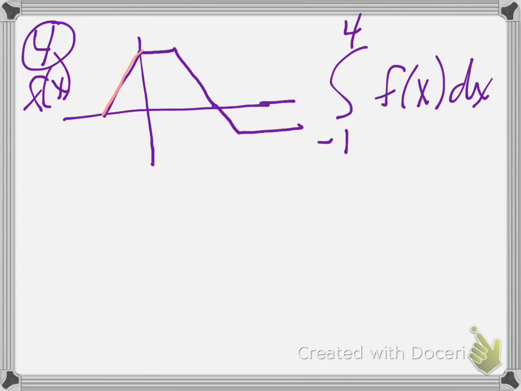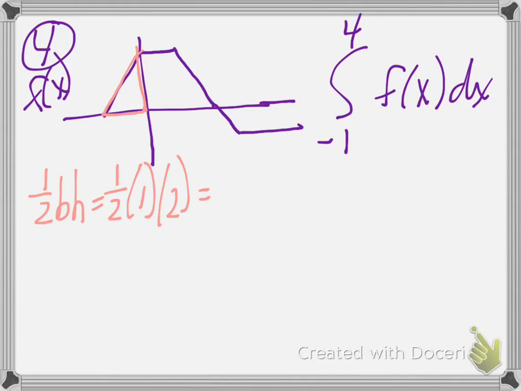So first you're going to start here, and you have this pink triangle. So the area of the pink triangle is going to be 1/2 base times height, just the regular area formula. So the base is 1, because it goes from -1 to 0, and the height is 2, because that's what it shows on the graph. So 1/2 times 1 is 1/2, 1/2 times 2 is 1. So the area of that piece is 1. Okay, let me get another color.